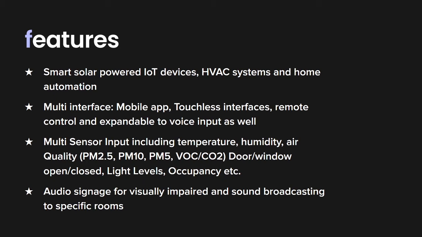Our sensor suite has multiple sensor arrays, including air quality sensors, which can detect PM 2.5, 10, 5, as well as carbon dioxide and volatile organic compound levels, whether doors or windows are open or closed, levels of light, people's occupancy, temperature, humidity, etc. We can also incorporate audio signage for the visually impaired, and sound or alarm broadcasting to specific areas.